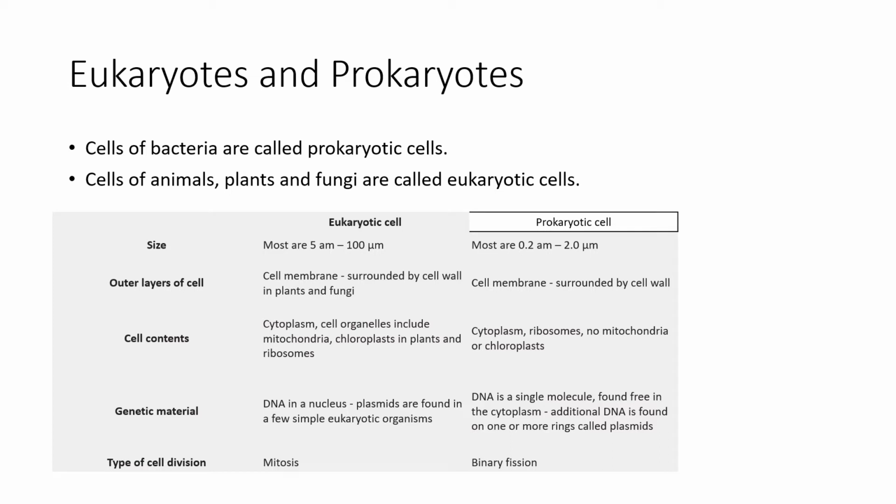On the other hand, genetic material. So in a eukaryotic cell, its DNA is in a nucleus and plasmids are found in a few small eukaryotic organisms. On the other hand, for prokaryotic cell, DNA is a single molecule found free in the cytoplasm. So type of cell division in a eukaryotic cell is called mitosis. On the other hand, for a prokaryotic cell, it's called binary fission.